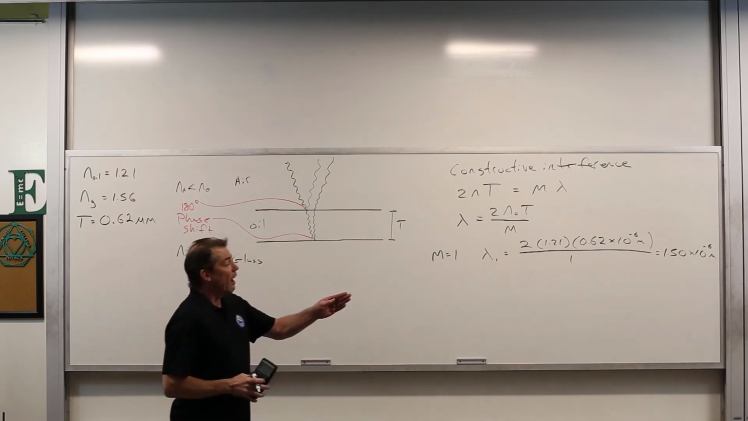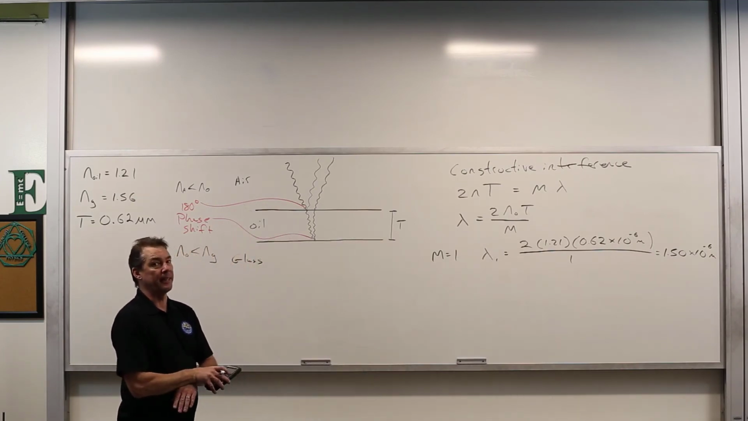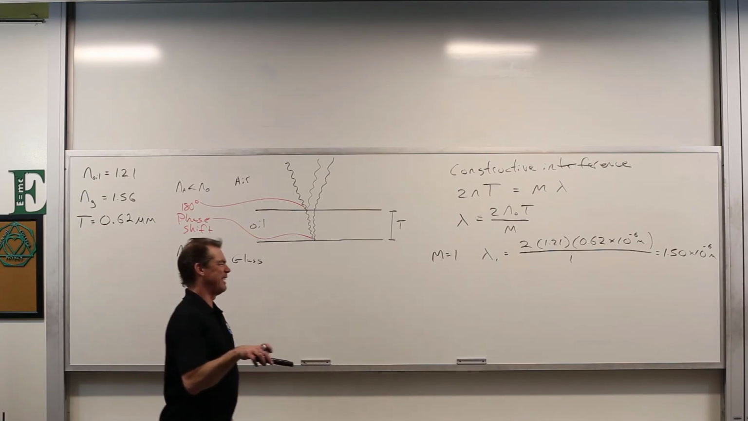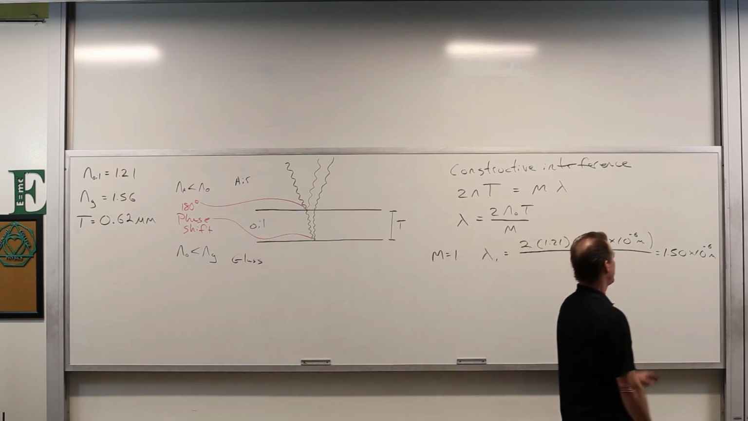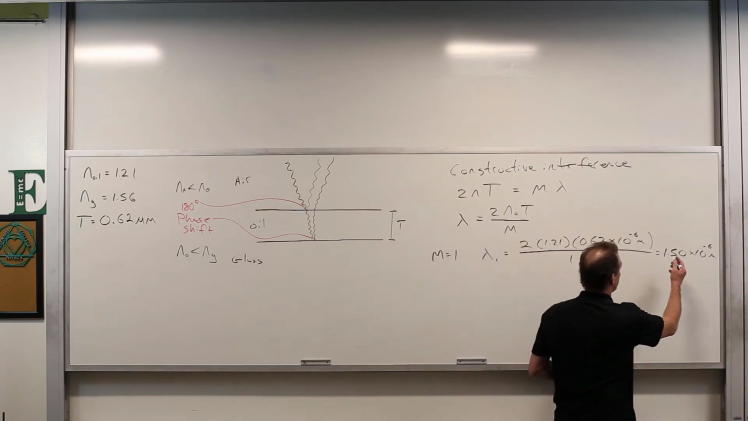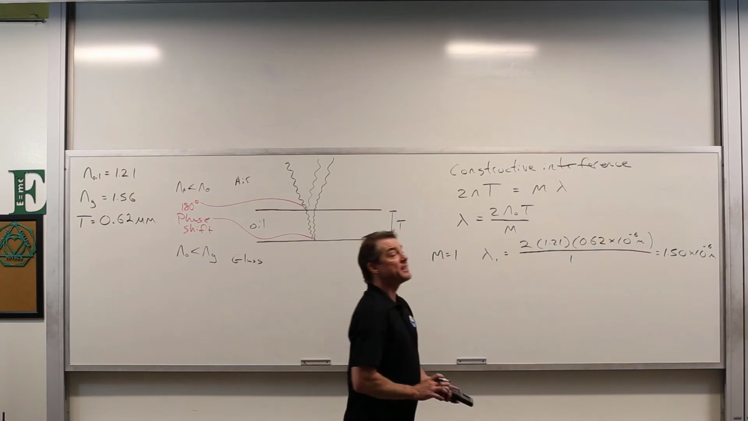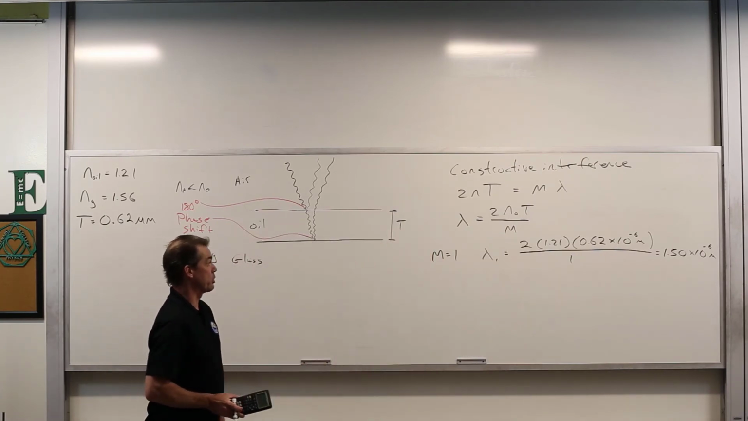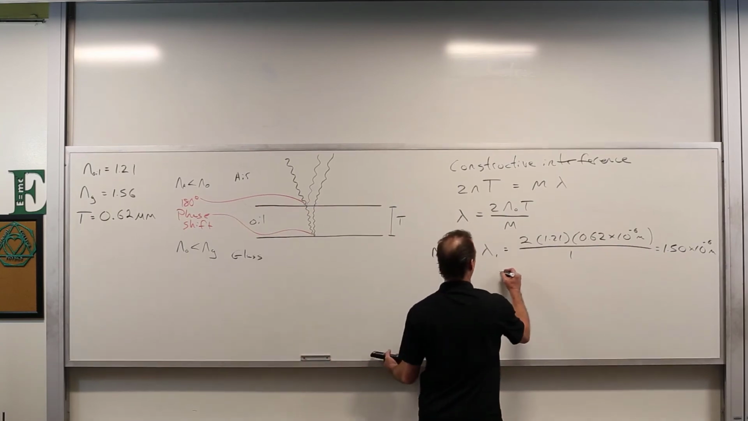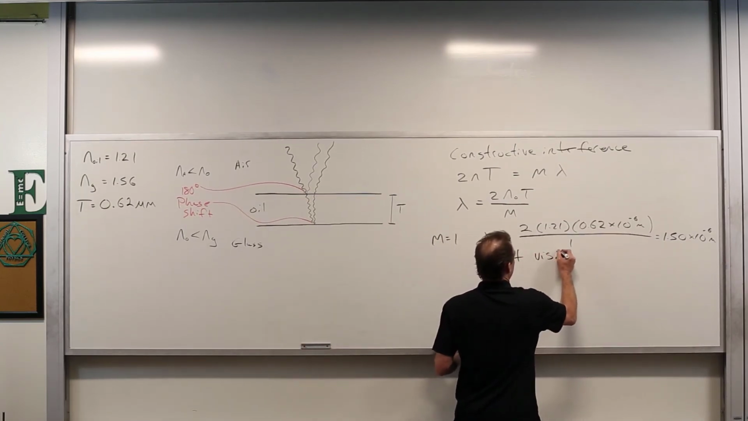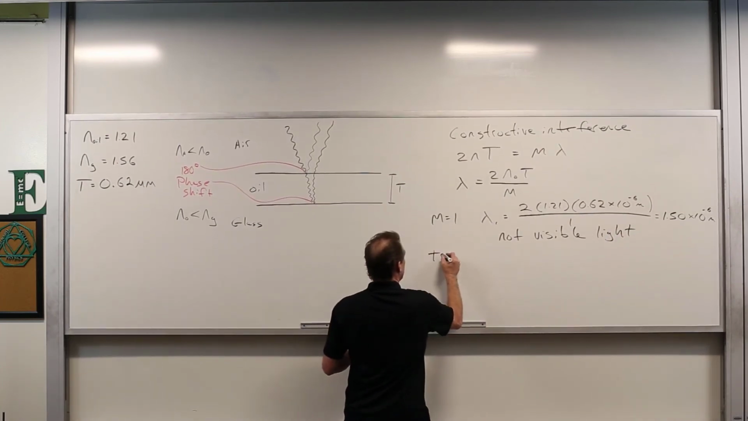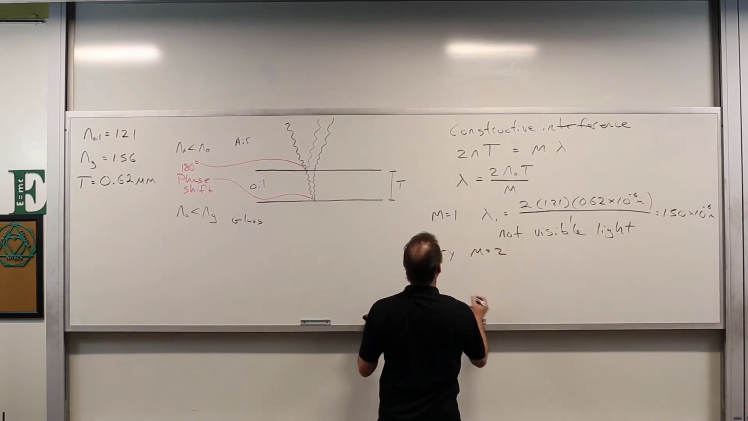So that wavelength of light is strongly reflected. The question is, is that in the visible region of the electromagnetic spectrum? The answer to that is definitely not. This is a pretty big wavelength here. Let's move the decimal place over 3 times, and we've got ourselves 1,500 nanometers. Now that's going to be infrared for sure. So not visible. So what do we do? Try m is equal to 2.